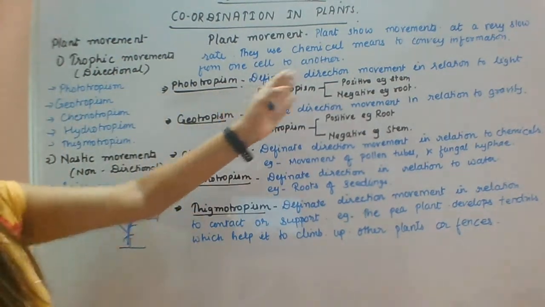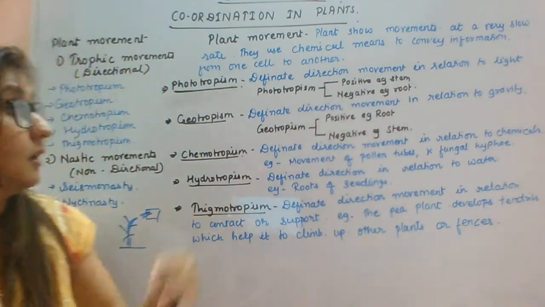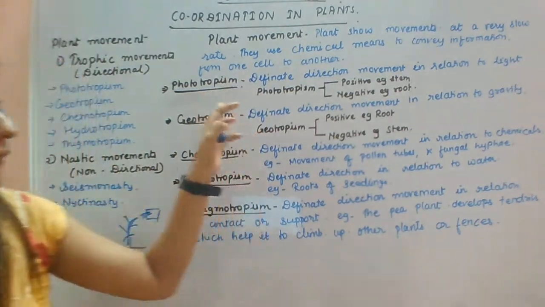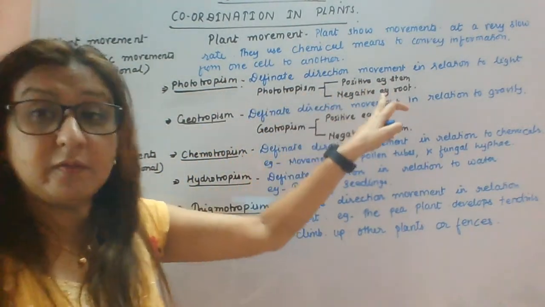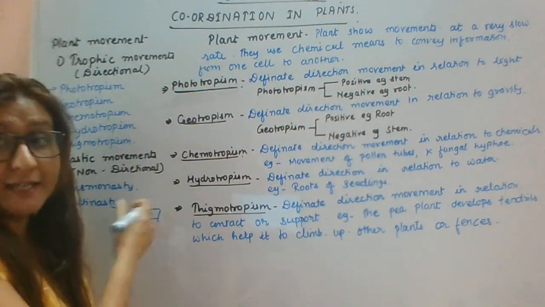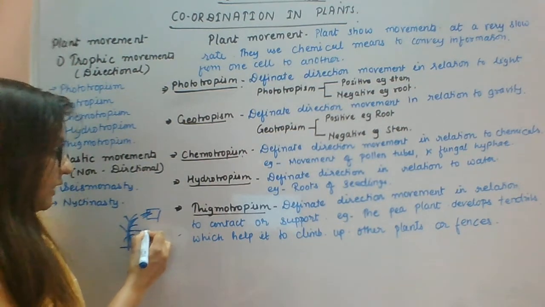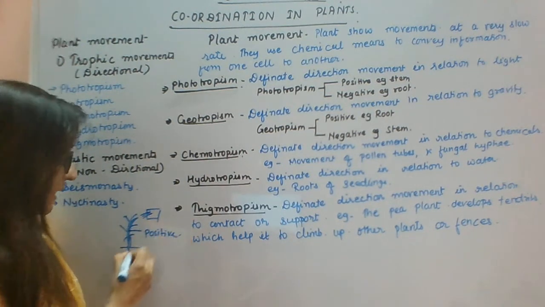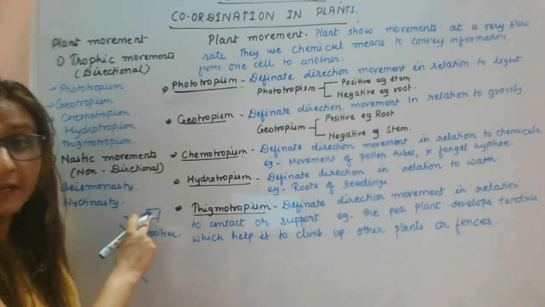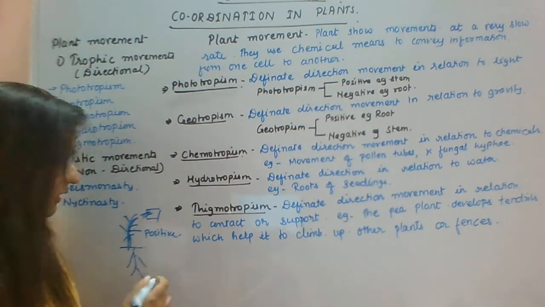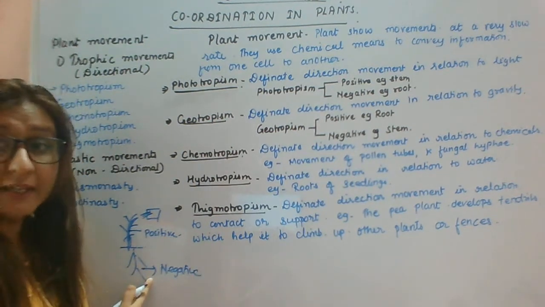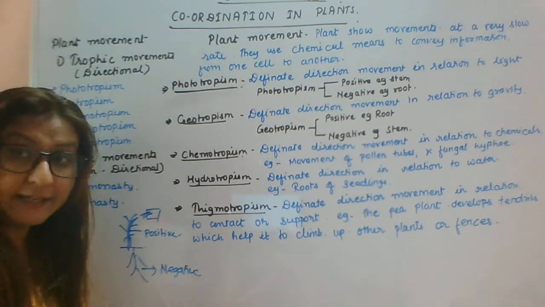This plant shows a response to stimuli towards this light. This property of the plant, a definite direction of movement in relation to light, is called phototropic movement. Phototropism is positive for the stem and negative for the root. This stem is growing in the direction of light, so that shows positive phototropism. Now look at this root. Roots are not in the direction of light. Roots are going downwards, so this shows negative phototropism, because it is going opposite to the direction of light. Okay.